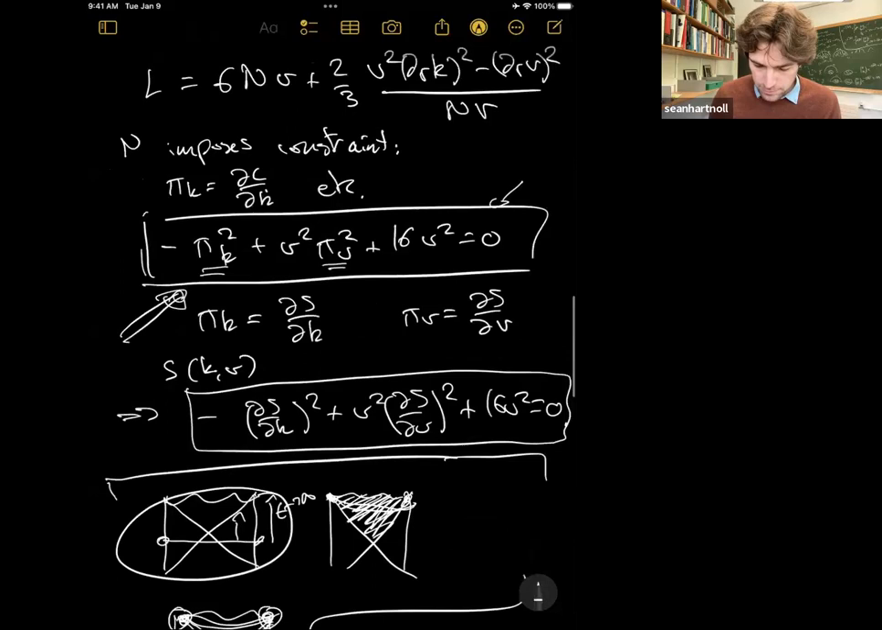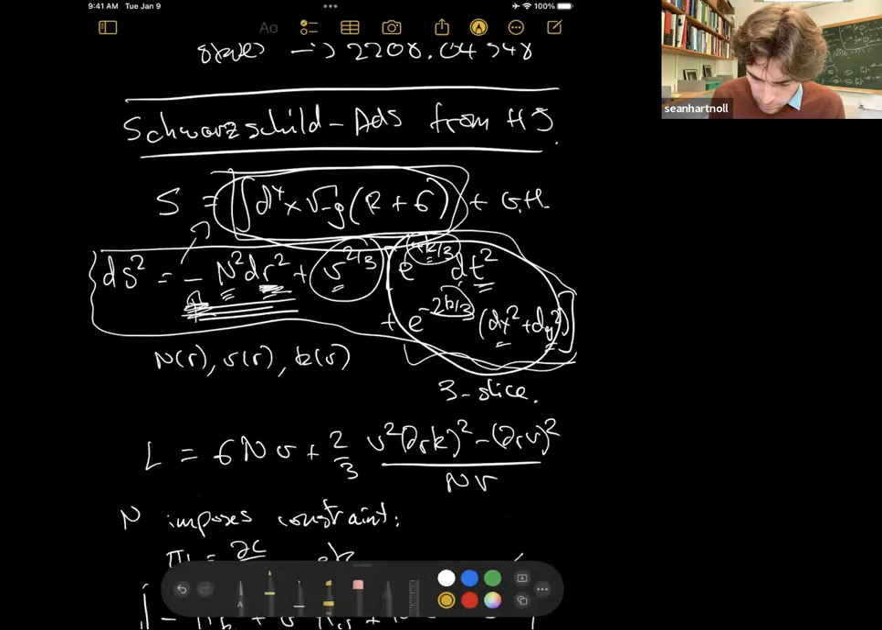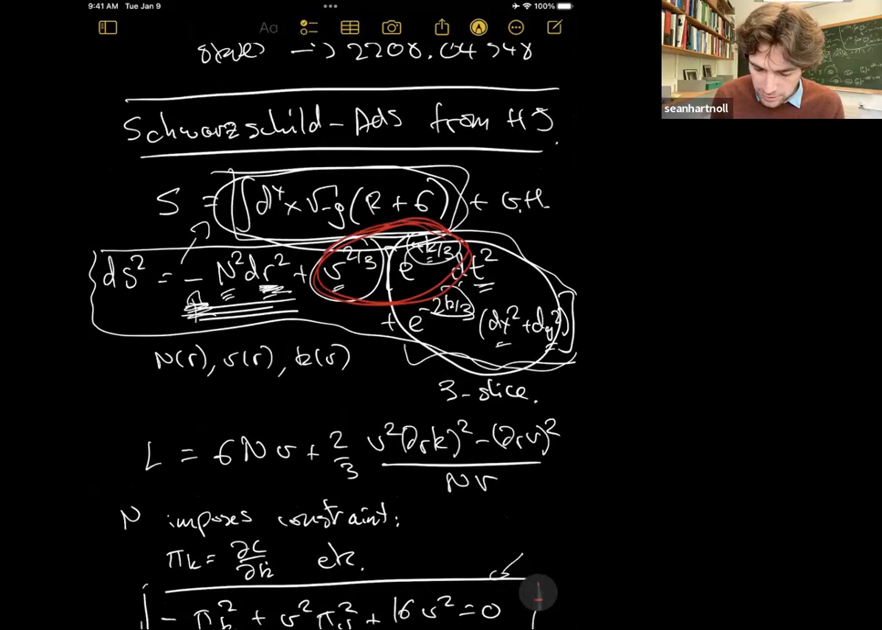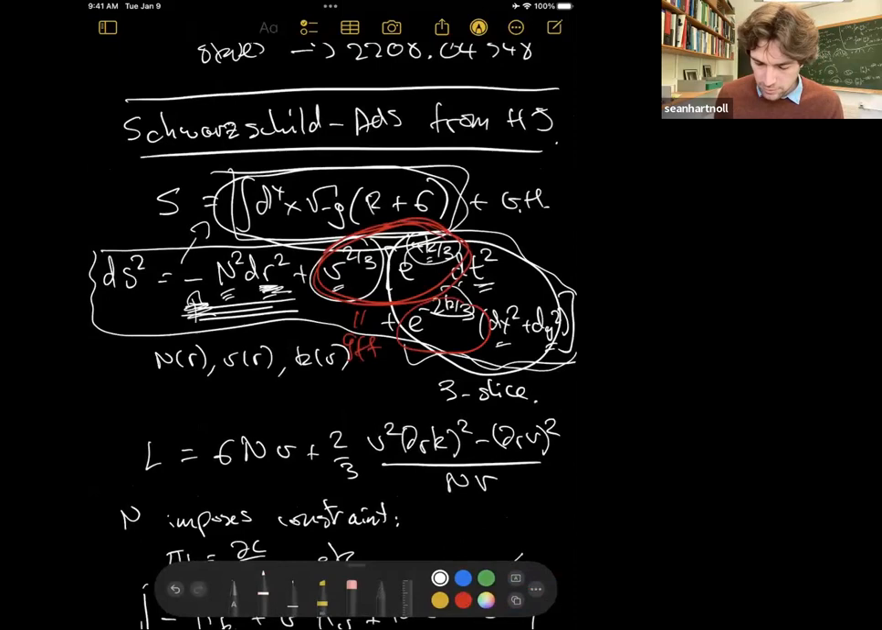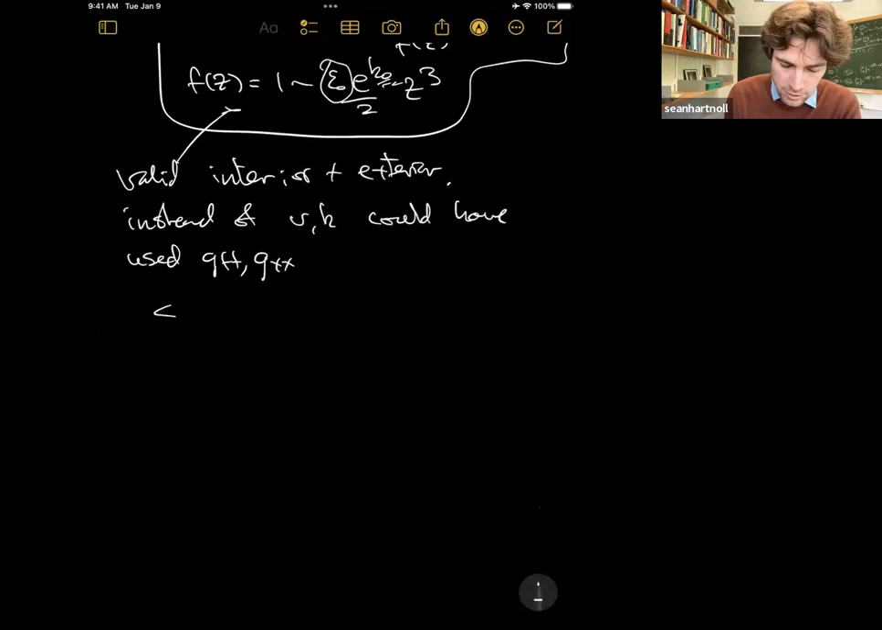So GTT is this thing here, right? V to the 2/3 times E to the 4K over 3, that's equal to GTT. And similarly, GXX is that prefactor. So we could have written down the Hamilton-Jacobi in terms of that language. And there, S, the Hamilton-Jacobi function, turns out to be this, which I'm writing down. You'll see why in a second.